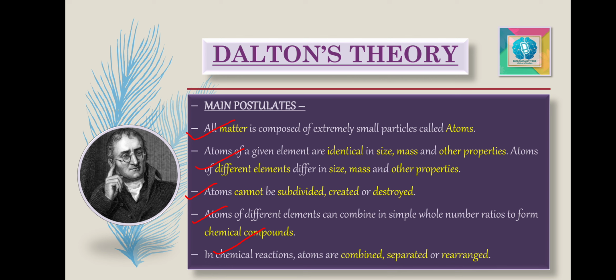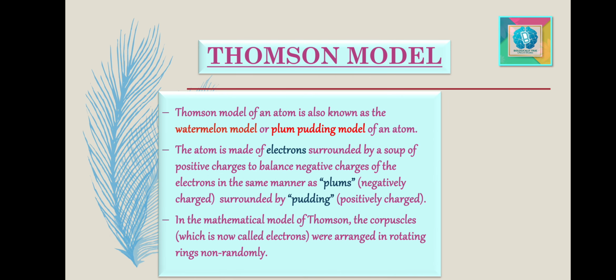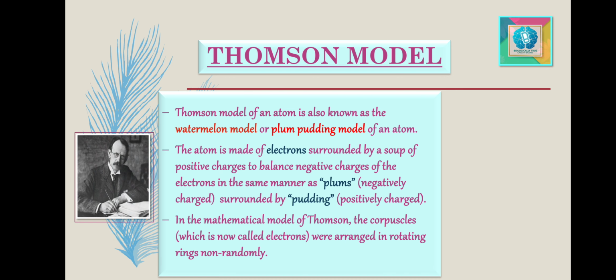Coming to the next model, that is J.J. Thomson's model, which is also termed the watermelon or plum pudding model. In 1893, J.J. Thomson proposed that an atom can be regarded as a heavy, positively charged sphere which consists of positively charged substance distributed uniformly throughout the whole sphere.